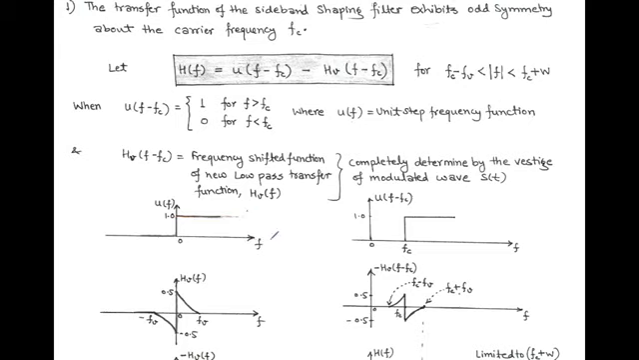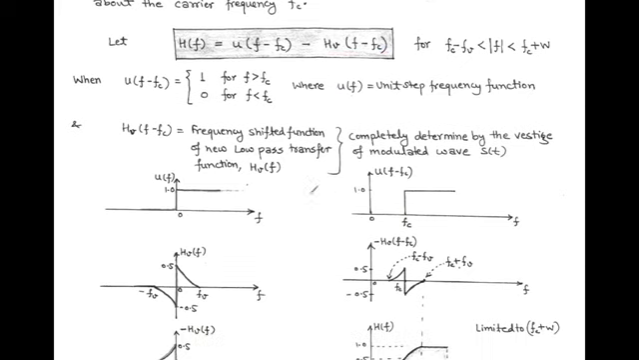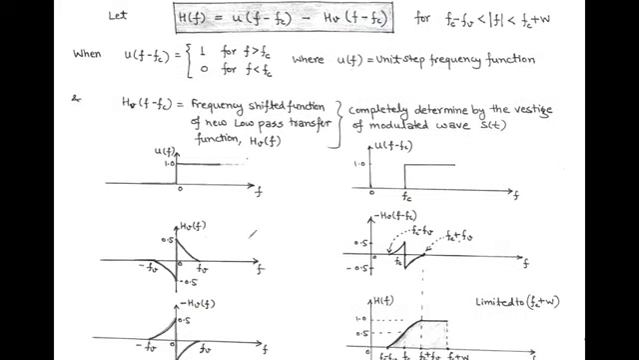And after shifting by a carrier frequency, we can represent the first term of the transfer function, that is U(f minus fc). And for the second term, we consider an odd symmetric function that is used to determine the vestige part of the VSB signal, and it is denoted by capital H suffix V.